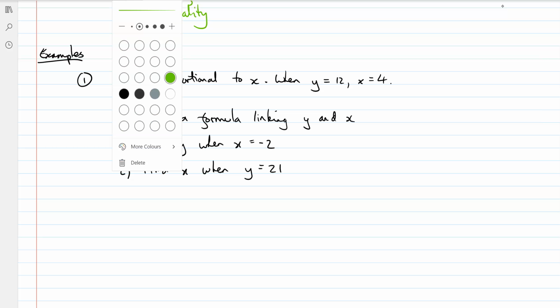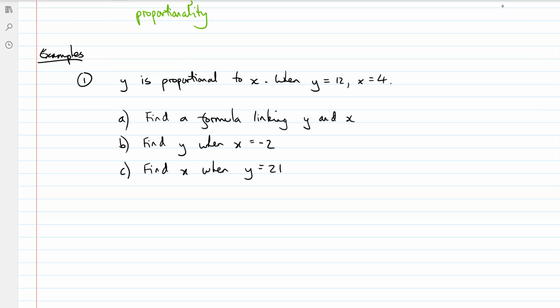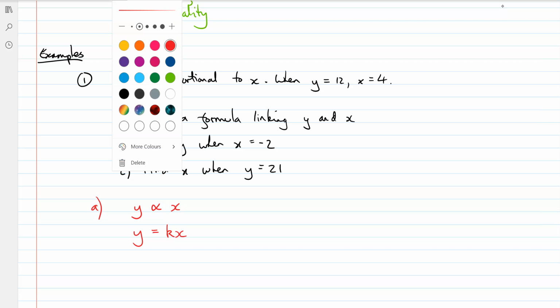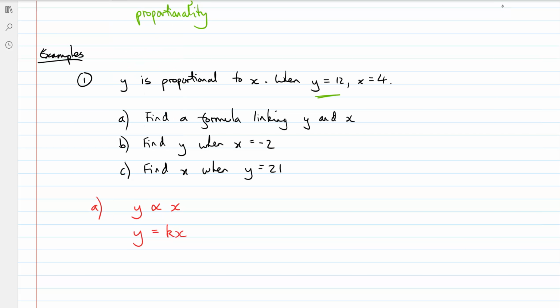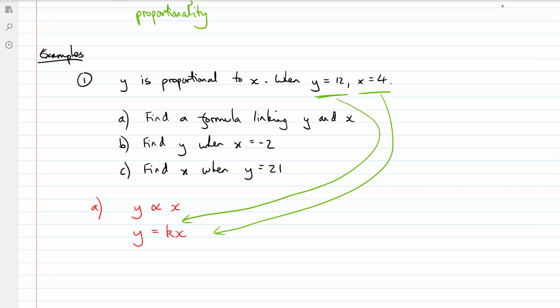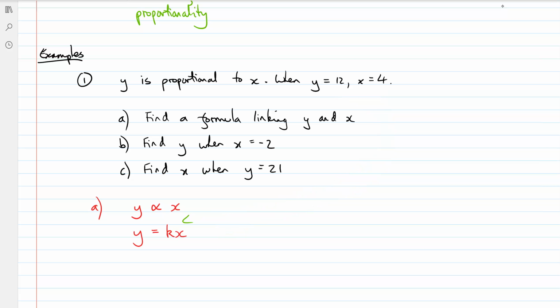As we read through this, y is proportional to x. I'll do this in red. So part A, y is proportional to x. All we do is replace the proportionality sign with equals, and multiply the right hand side by the constant of proportionality, so y equals kx. We then go to our boundary conditions, and we know that when y is 12, x equals 4, so we can put both of these into here. y can be replaced by 12, and x can be replaced by 4.